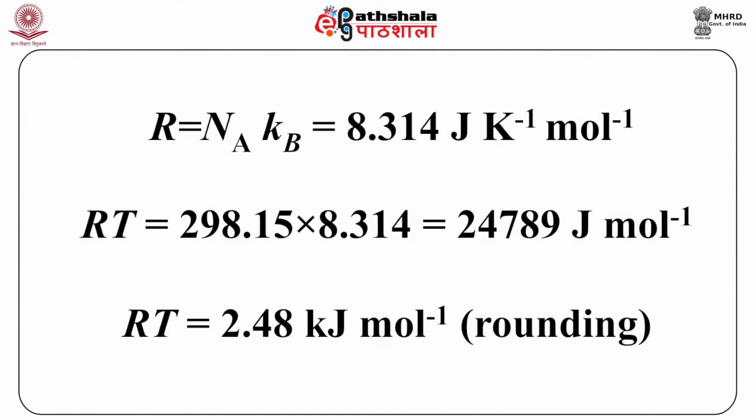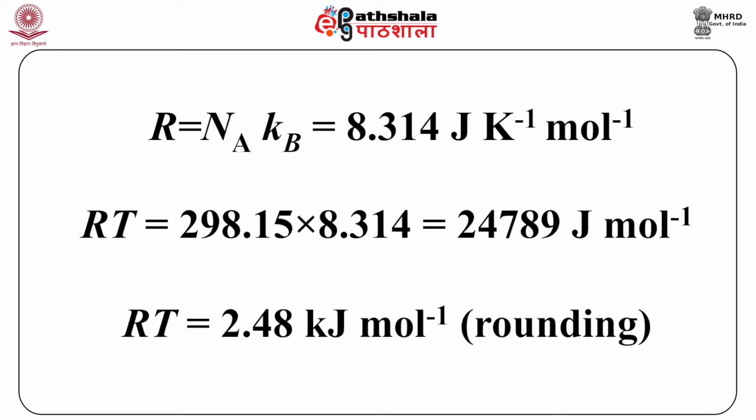You know that kB is equal to R by NA, so R is equal to NA times kB, and this is equal to 8.314 joule per Kelvin per mole. RT at room temperature will be 298.15 times 8.314, and this works out to 2478.9 joule per mole. And remember the units. If R is being expressed in joules, RT will also be in joules, so the energy difference should also be in joules, it should not be in kilojoules.